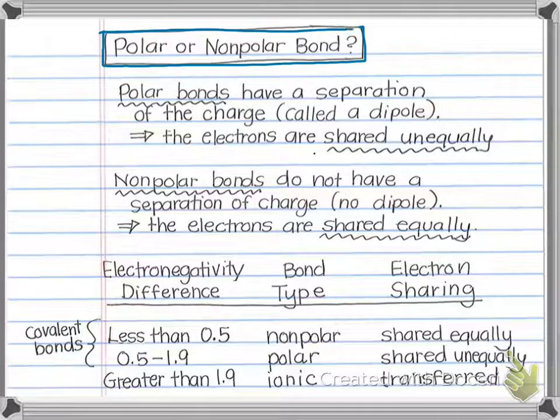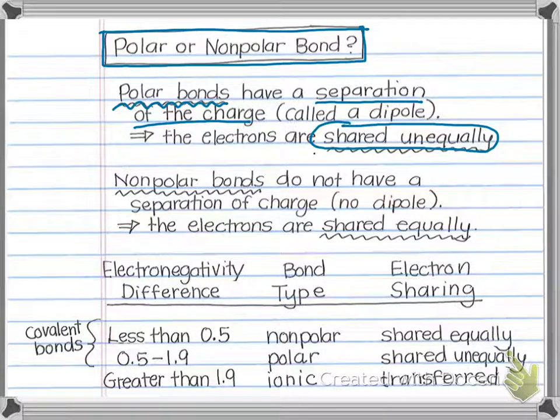and nonpolar. So a polar bond means there is a separation of charge. Another way of saying that is that the electrons are shared unequally. So the separation of charge, or what's also called a dipole, is when we get the partial negatives and partial positives in the bond, right? Because now you have a little charge there. So in polar bonds, the electrons are shared unequally because you have a difference in electronegativities.